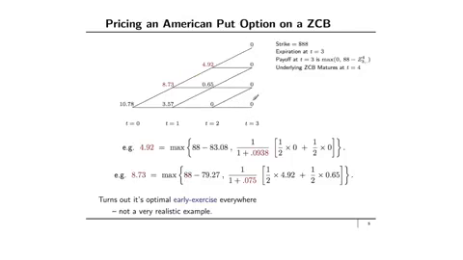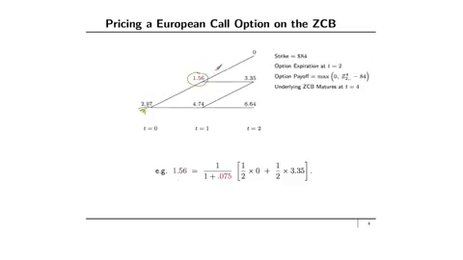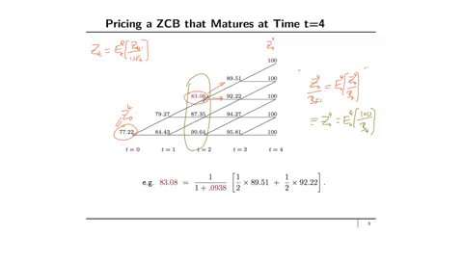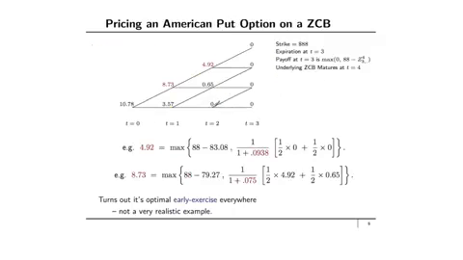So now we just work backwards in the lattice using our risk neutral pricing as usual, but also checking in each period whether or not it is optimal to early exercise in that period. So for example, the 4.92 here is equal to the maximum of the value of exercising at that period, 88 minus 83.04. Where does that 83.04 come from? Well, that's the value of the zero coupon bond at that node at time 2. Here it is, 83.08. So that's the value we get if we exercise then.